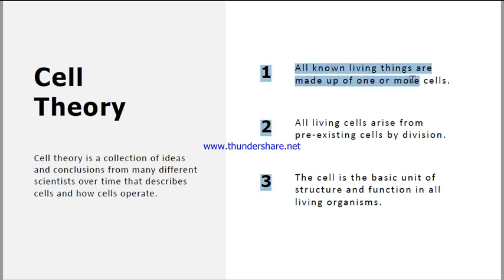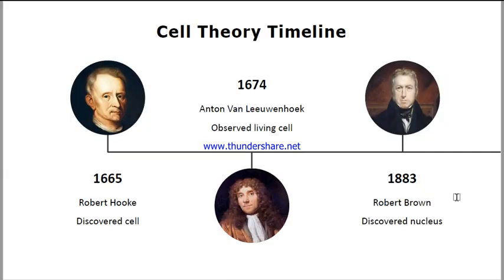First point, all known living things are made up of one or more cells. The second point says that all living cells arise from pre-existing cells by cell division. And the third point says the cell is the basic unit of structure and function in all living organisms. Right? These three points are there in cell theory, and the theory is a collection of ideas.